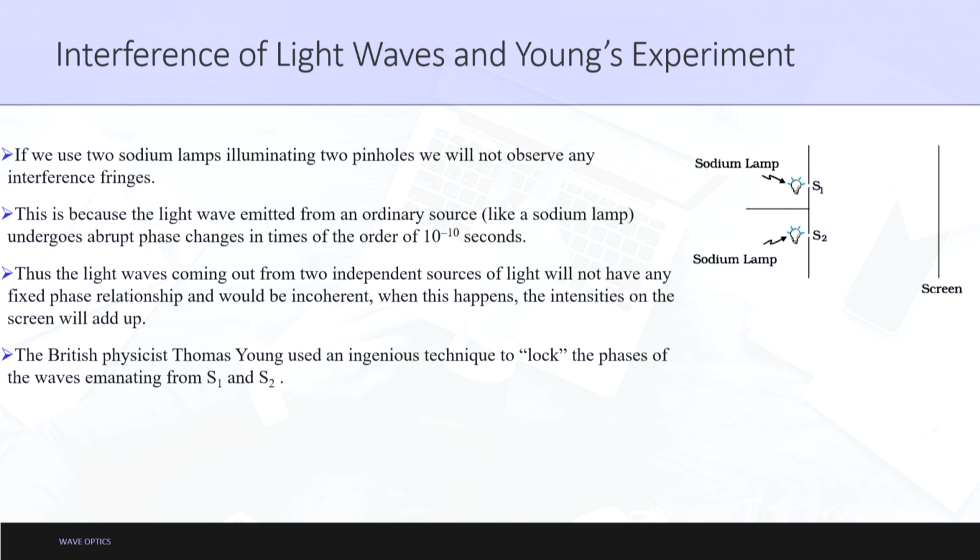So please look. If we use 2 sodium lamps, here 2 sodium lamps refers to lamps which emit sodium lines. A simple lamp which emits sodium light is known as a sodium lamp. Now if we use 2 sodium lamps illuminating 2 pinholes, as the name suggests, a hole which is of pin size, we will not observe any interference fringes.